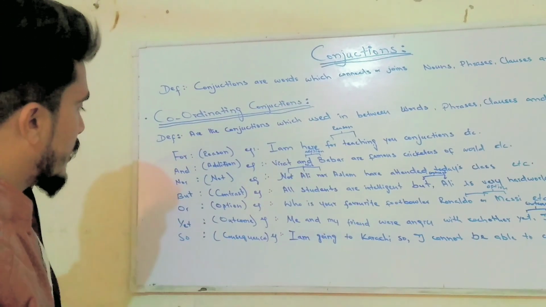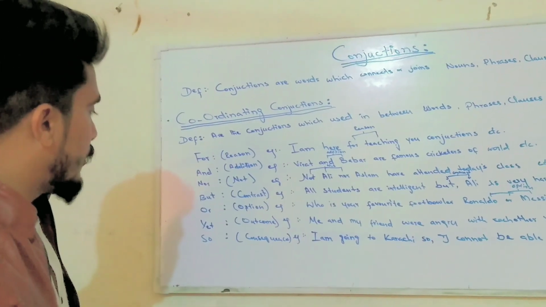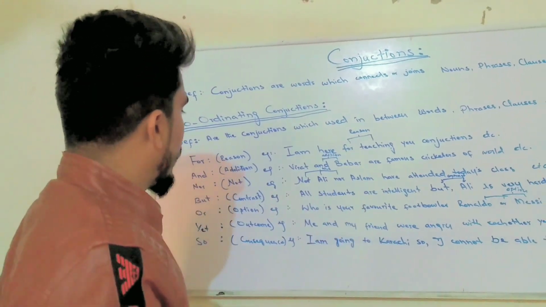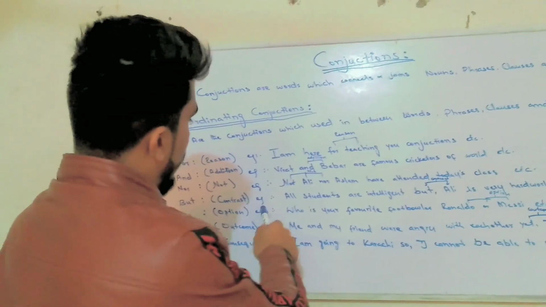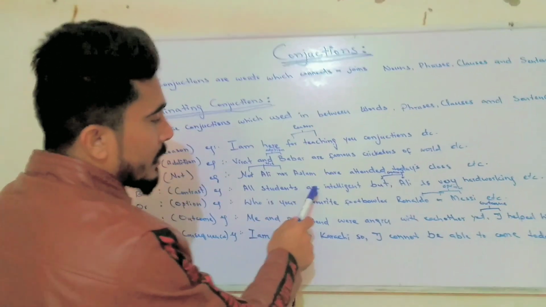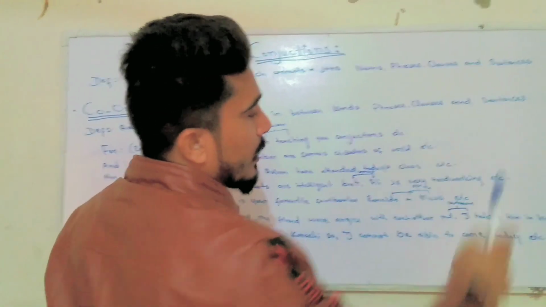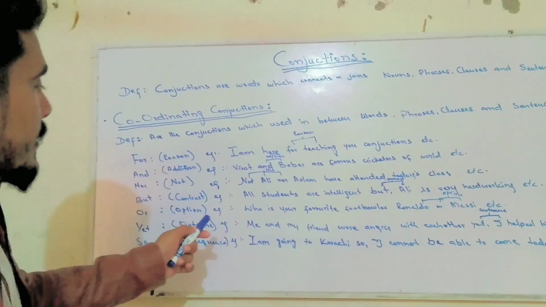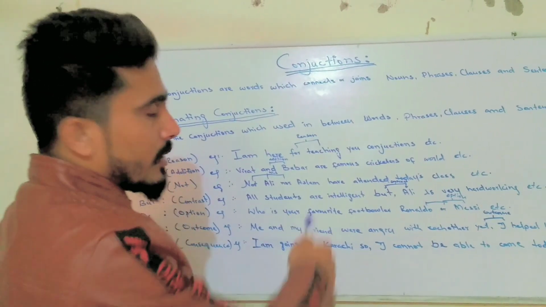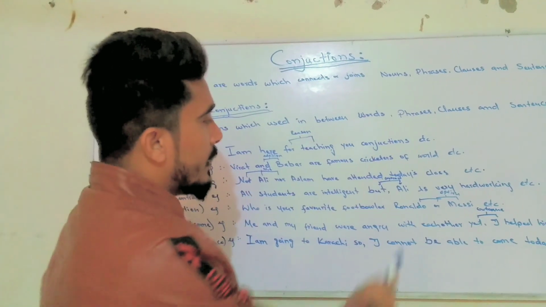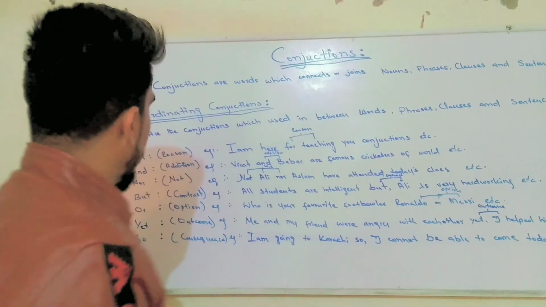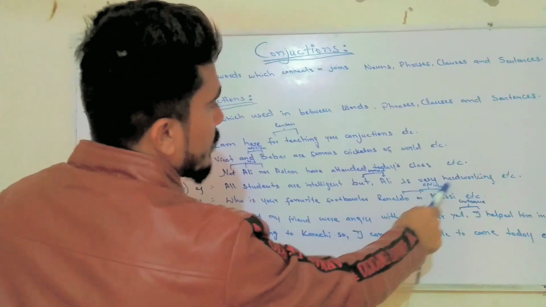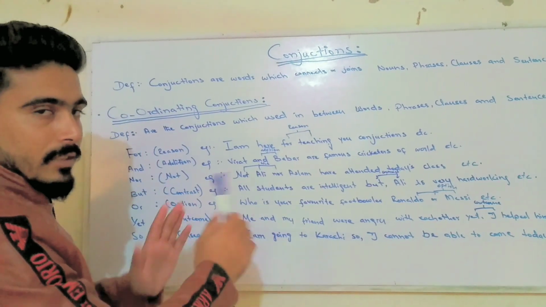So here is the example, and the next one is but. But is one of the common conjunctions which we commonly use in our daily life. So but also shows the contrast. Contrast in the sense that, like I have given an example of it here: all students are intelligent, but Ali is very hardworking. So it also shows the contrast between all students and Ali. They both are the contrast to each other.